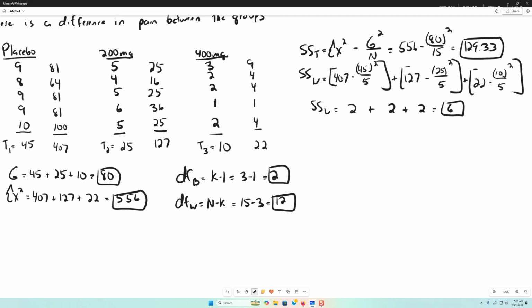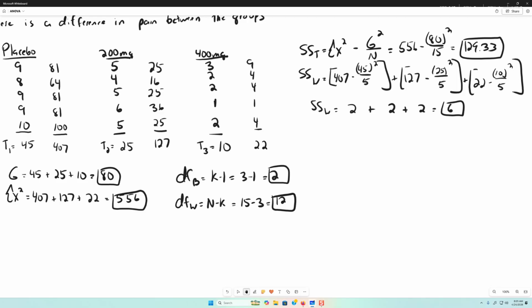So each of these, the sum of squares of each group, was 2. That was an odd coincidence, but that happens. 2 plus 2 plus 2 gives me 6. So my sum of squares within is 6. Therefore, my sum of squares between is 129.33 minus 6. My sum of squares between would be 123.33.